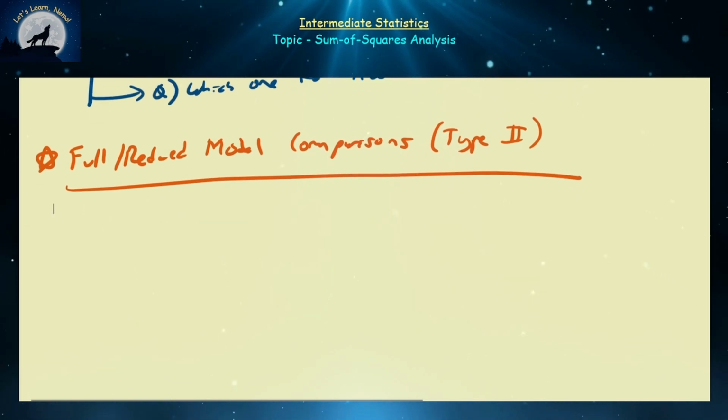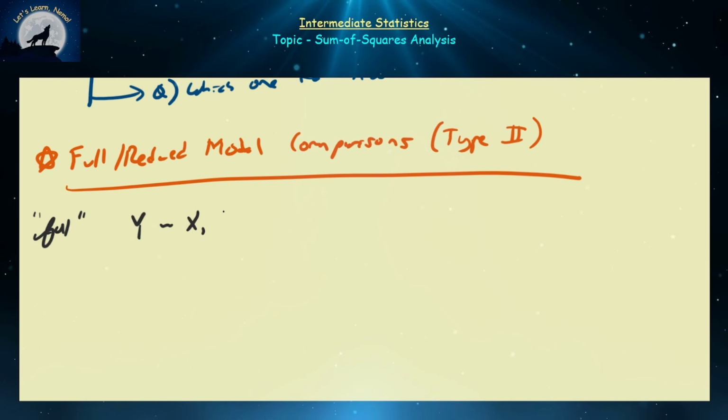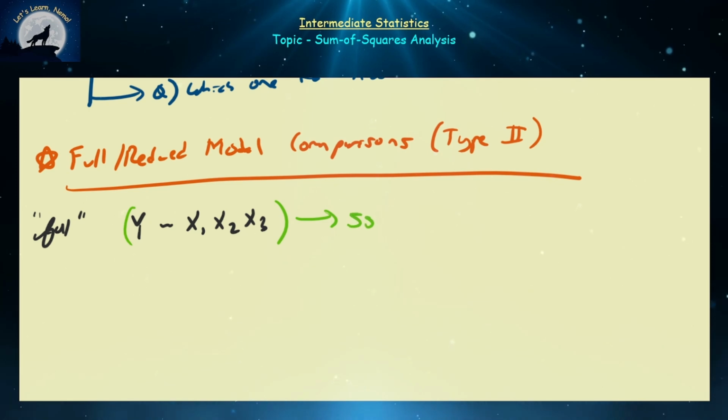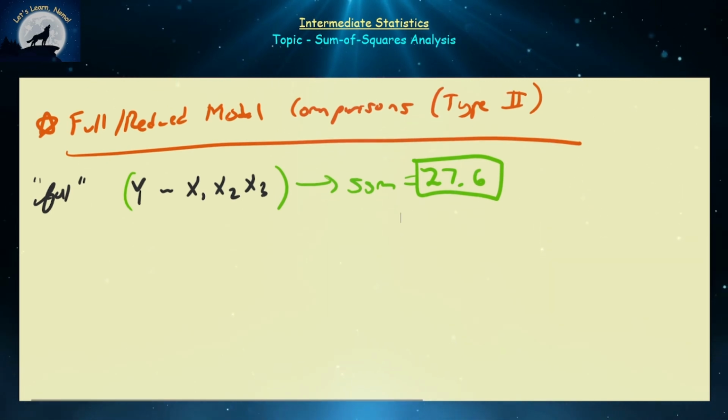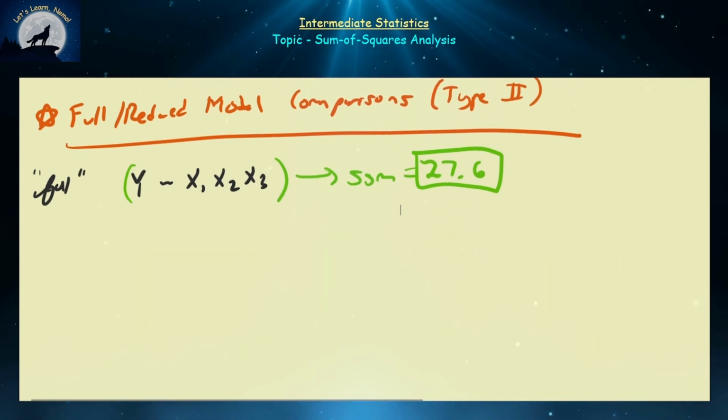All right, so what exactly is our full model? So our full model is going to be the model containing all of our predictors. So that's going to be y regressed against x1, x2, and x3 all at once. So obviously it doesn't really matter the order. And as we've already observed, the SSM for this pedagogical data set came out to 27.6.